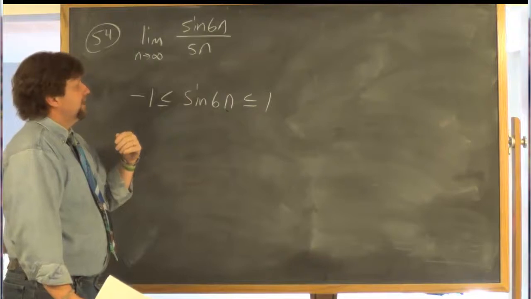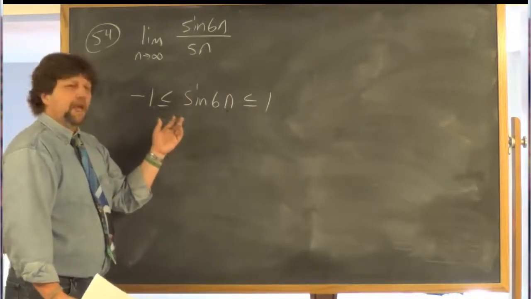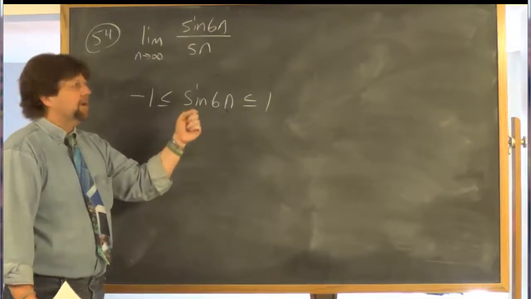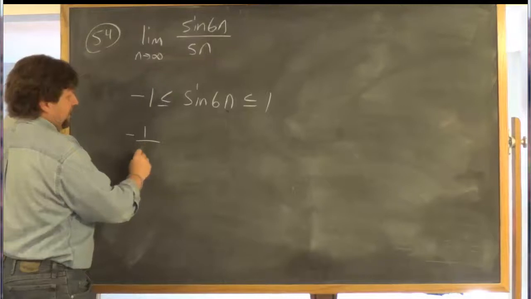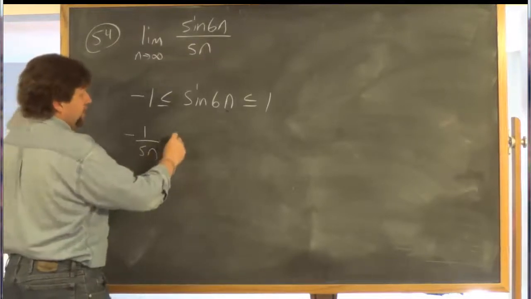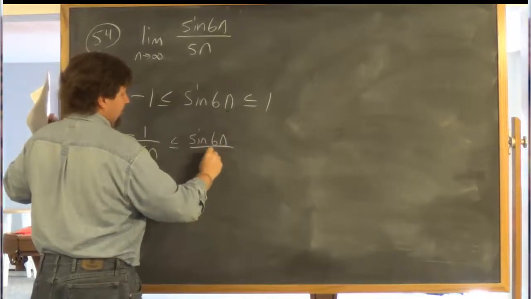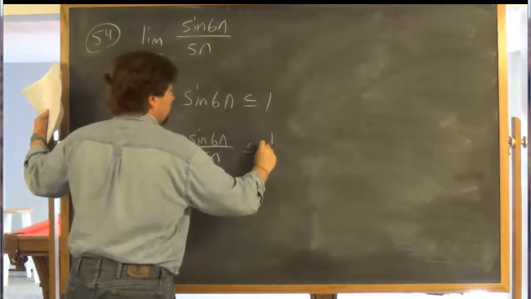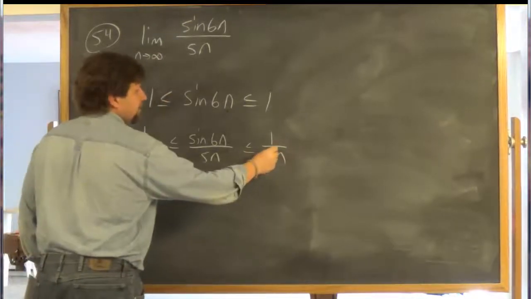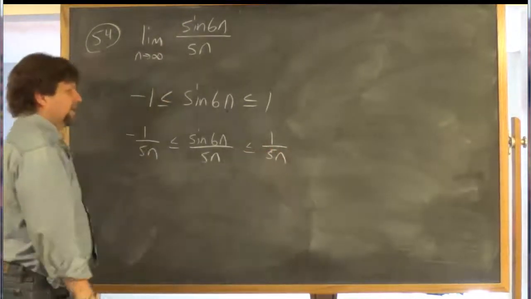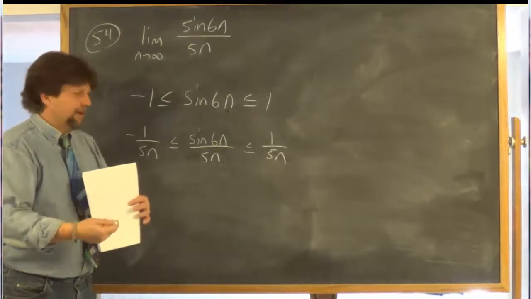Just basics of sine. Now I look at this compound inequality and I say, well, it's okay for me to come in and divide all three pieces by 5n. So that gives me negative 1 over 5n, less than or equal to the sine of 6n over 5n, less than or equal to 1 over 5n. Make a better looking 5. And now hopefully you're starting to see the squeeze theorem come out.